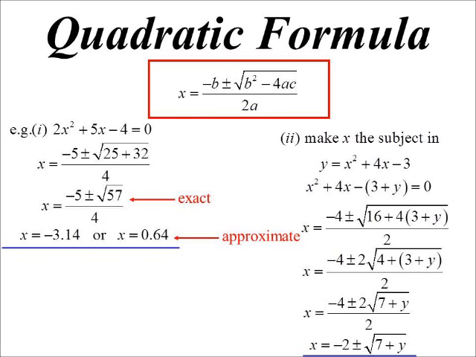Negative 2 plus the square root of 7 plus y, and negative 2 minus the square root of 7 plus y. This is all to do with functions, which we'll talk about in a few weeks. It breaks it down into two functions. Okay, told you that one was quick.